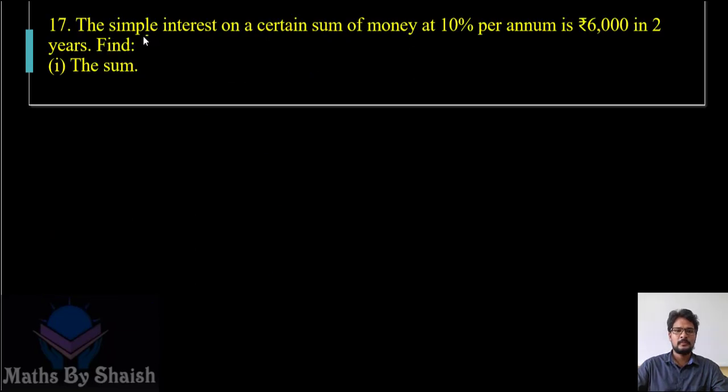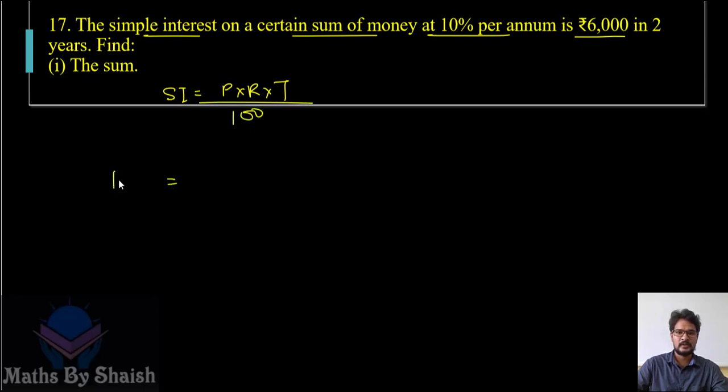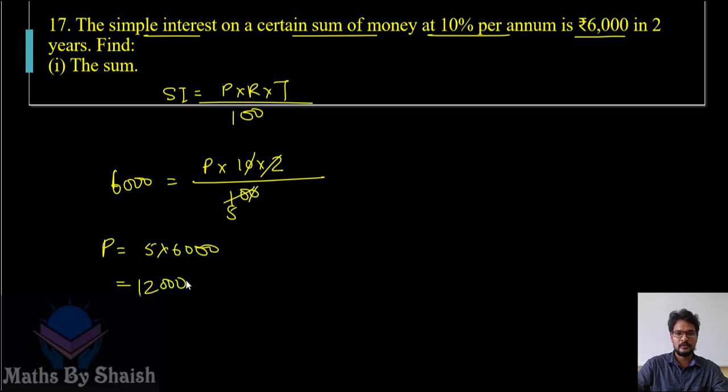This is the 17th question. The simple interest on a certain sum of money at 10% per annum is 6,000 in 2 years. Find the sum. For the simple interest, we are going to calculate by the formula we know, P into R into T over 100, and this is given as 6,000. P is required, R is 10% in 2 years over 100. So these two got cancelled, 2 5s are 10, so altogether principal would be 5 into 6,000, that is 12,000. Sorry, 30,000. 5 6s are 30. So the sum is 30,000.